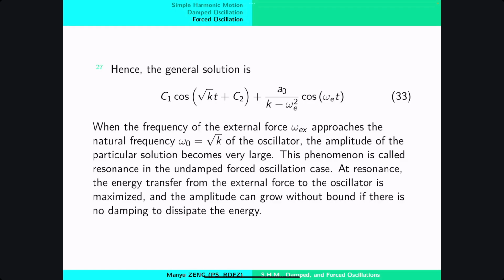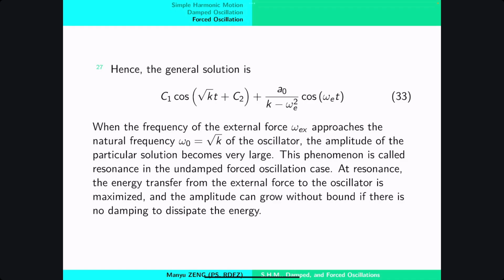So actually, in real world, we always have damping. So we don't consider damping here in this analysis. But if there is damping, you can observe that the amplitude also gets very large, but it doesn't get to infinity. And this phenomenon is called resonance. So at resonance, the energy transfer from the external force to oscillator is maximized.